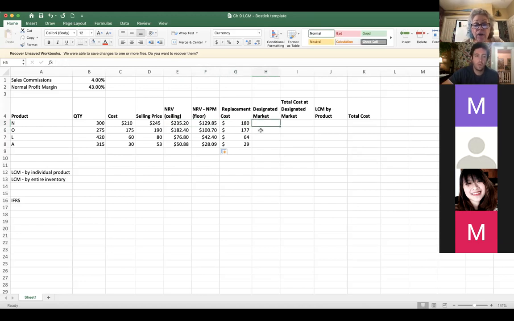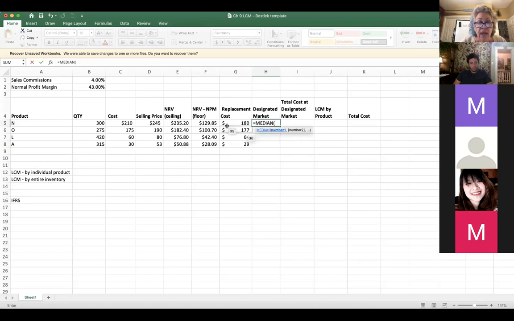Now, I don't want to hard code that into each one of these. This is an Excel technique. In case the situation changes, I want to be able to just change the numbers for replacement cost or selling price, and it automatically updates. So for my designated market, since I want the middle number of 3, I'm looking for the median. So I'm going to say equal MED, median, and I want the median of these 3 numbers.